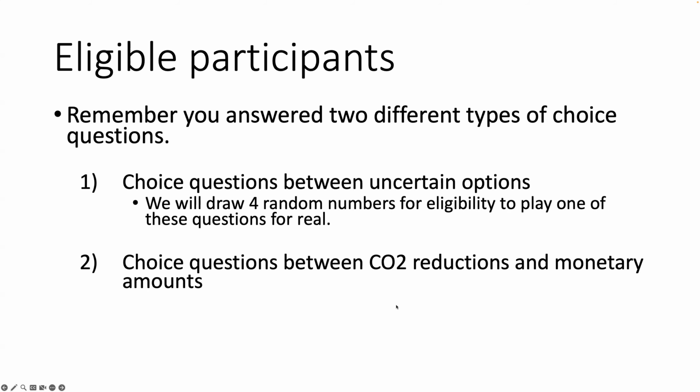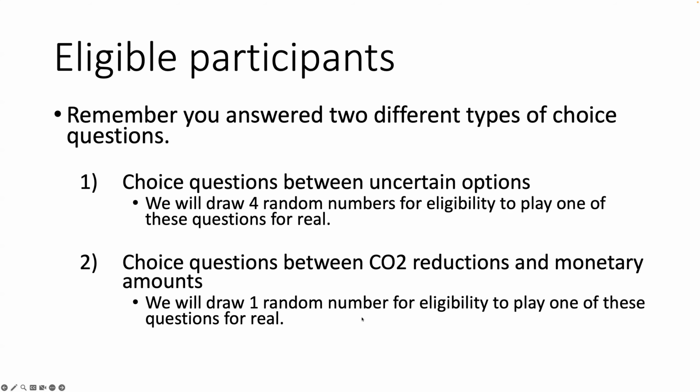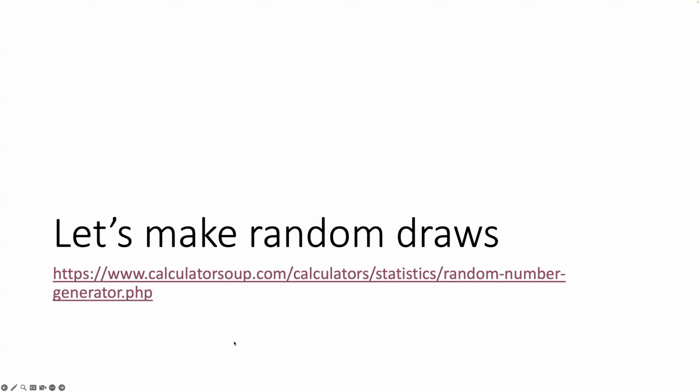The first 4 of the random numbers that we will generate determine eligibility to play one of the type 1 questions. The remaining, that is the 5th random number, will determine eligibility to play one of the type 2 questions. So with that in mind, let us now generate the 5 numbers. To do so, we are going to use an online random number generator at this URL. So let us click on the URL.